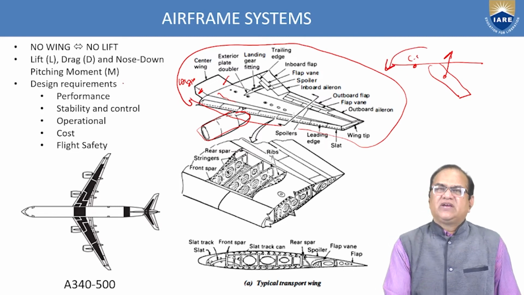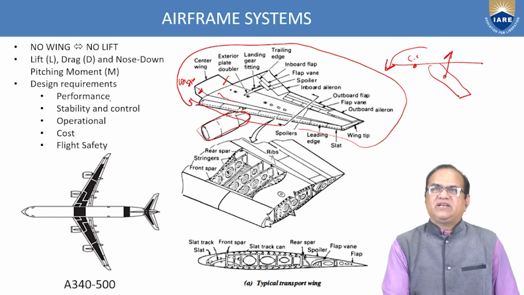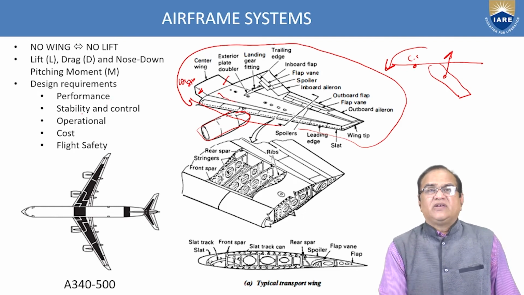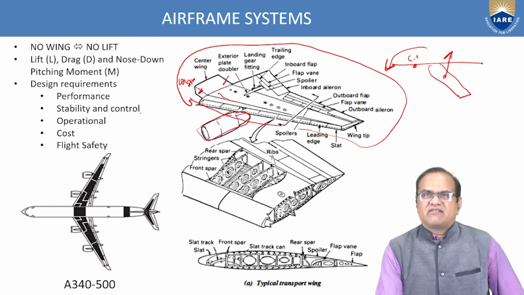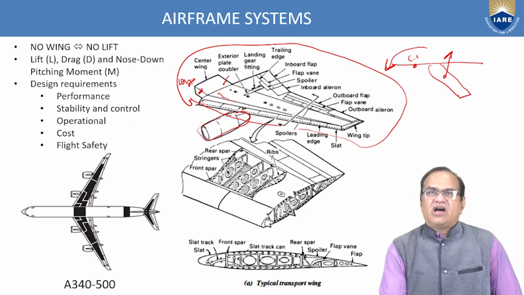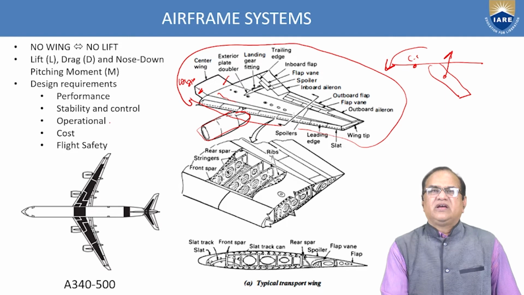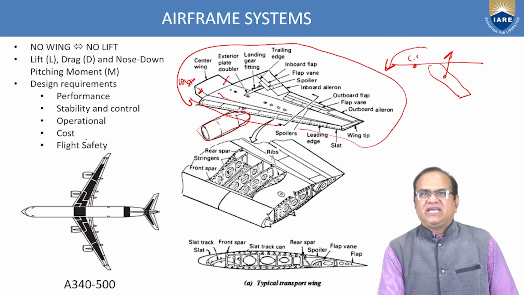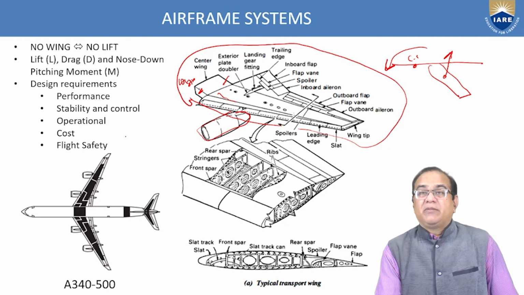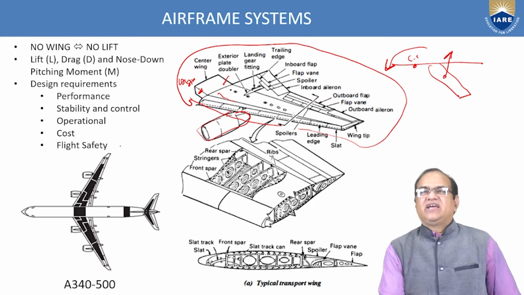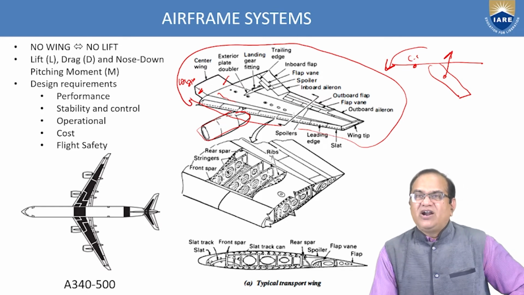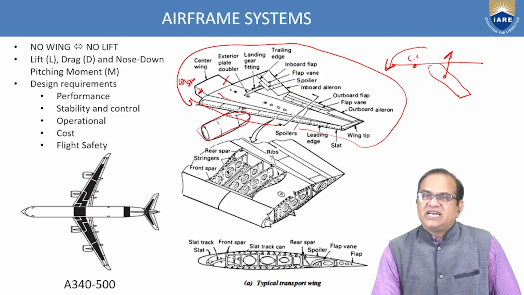Design requirement: we should have a better performance of the wing. The wings are also used for stability and control. They are also used for the operational requirement. Cost of the wing should not be very high. Flight safety has to be maintained. Without flight safety, nothing can be done. I want to discuss each and every part here.